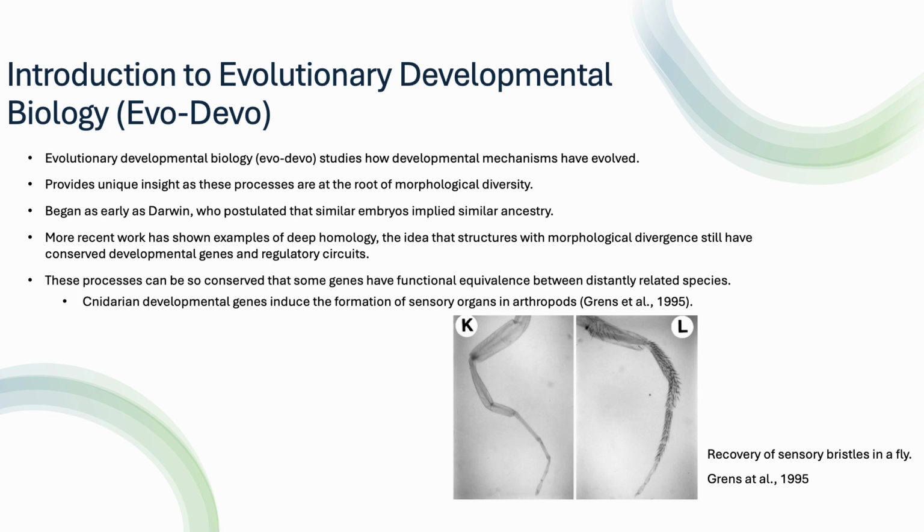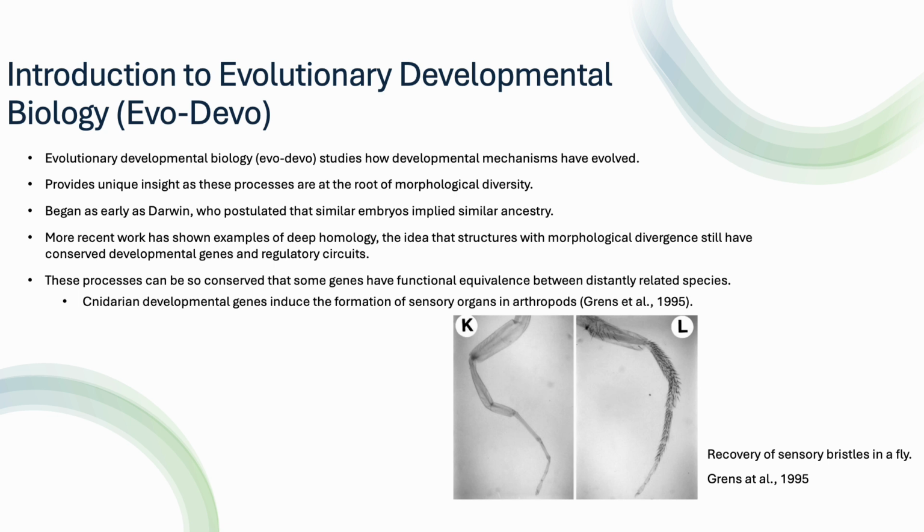This field provides a unique approach to studying homologies because it investigates the processes at the root of morphological diversity. The beginnings of the field can be traced back to Darwin, who postulated that similarities in embryos implied common ancestry. It wasn't until much later that the advent of genetic techniques such as sequencing allowed for investigating the molecular mechanism behind development. One such discovery is that of homeotic genes, which control the development of body structures.